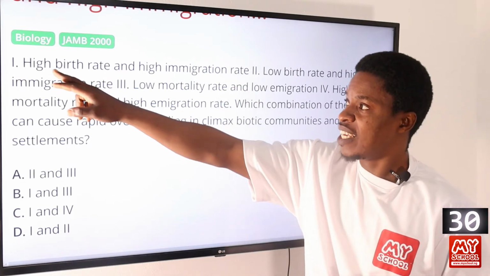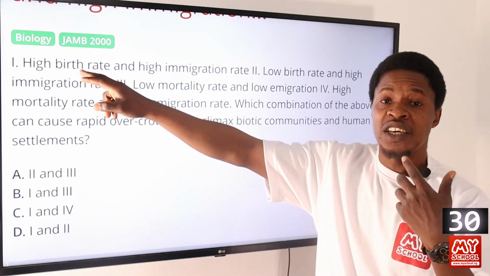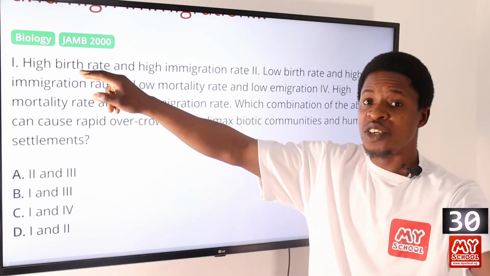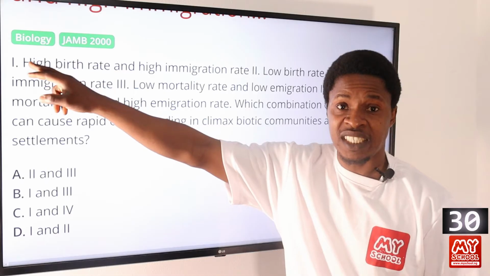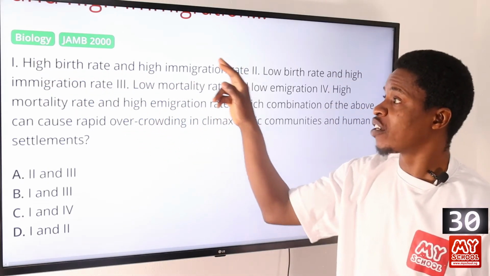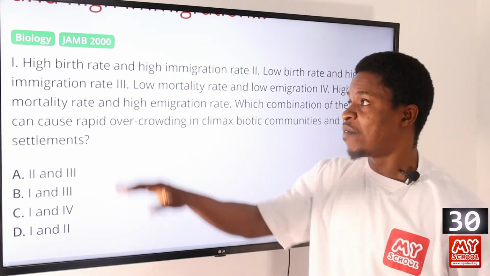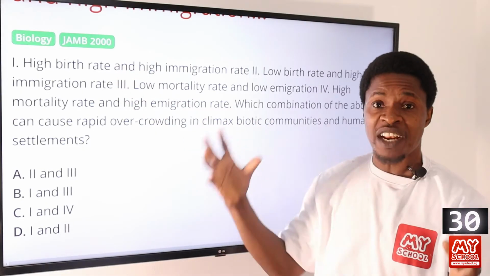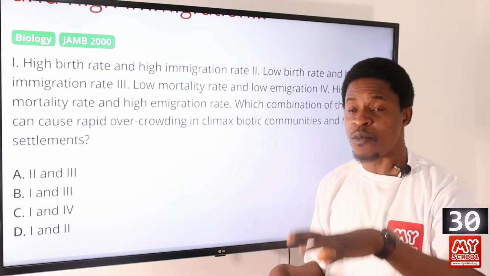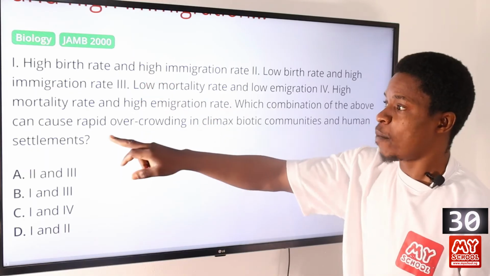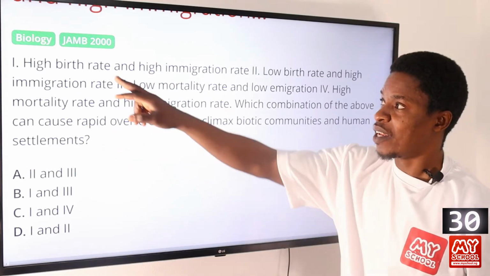High birth rate, yes. If the adult organisms give birth to more young ones, we have them increasing at a high rate, and then we have more organisms coming into the community. Of course, definitely, this is going to add up to the total number of organisms in that community. So this definitely is going to add up and cause a rapid overcrowding. So let's take note of that.